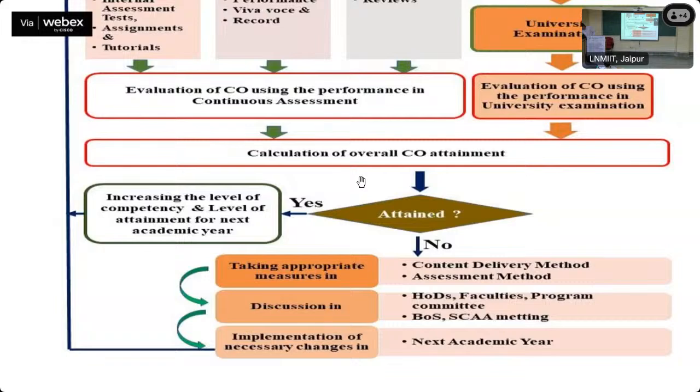So generally, the expectation is if it is not attained, then take appropriate action, maybe in terms of content delivery method or assessment method, and then it has to be discussed in the committee. I told you the departmental committee is responsible for that, and for the implementation you have to show some action taken in the next academic year. So this is the process of CO attainment, right?